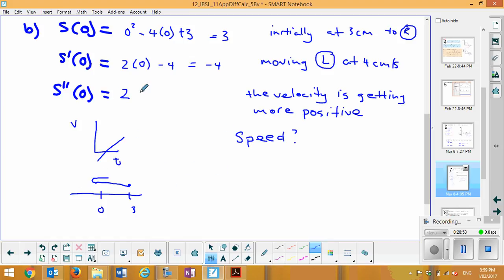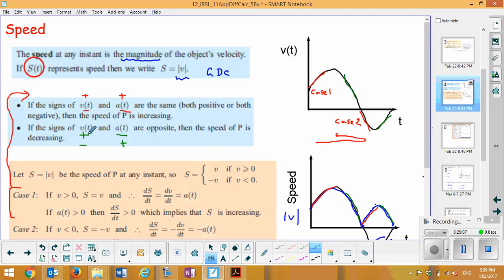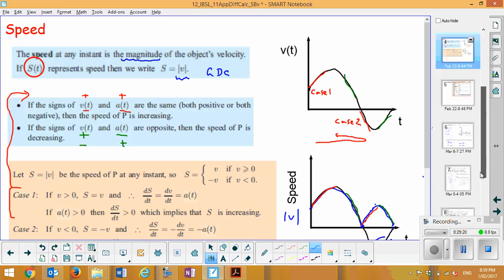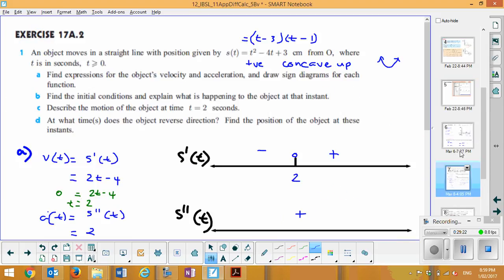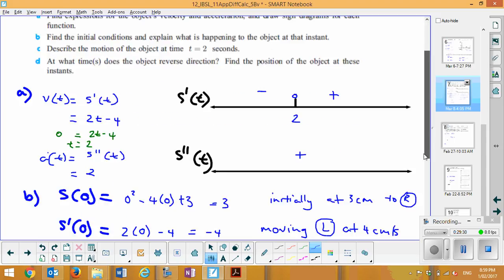So at this point, initially, it's starting off at -4, and the speed is decreasing. That comes back to this earlier page here: if they have opposite signs, so negative velocity and positive acceleration, then the speed is decreasing. Try not to just rote learn this, go for understanding. If you ever need to, just sketch a graph to help you understand it. All right, so we've answered A and B.